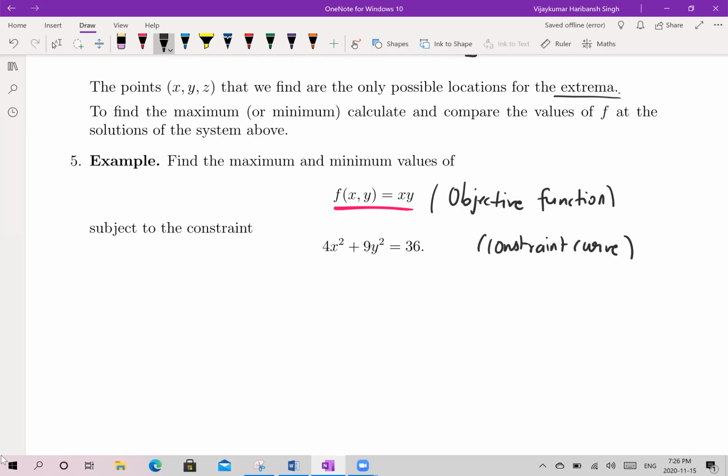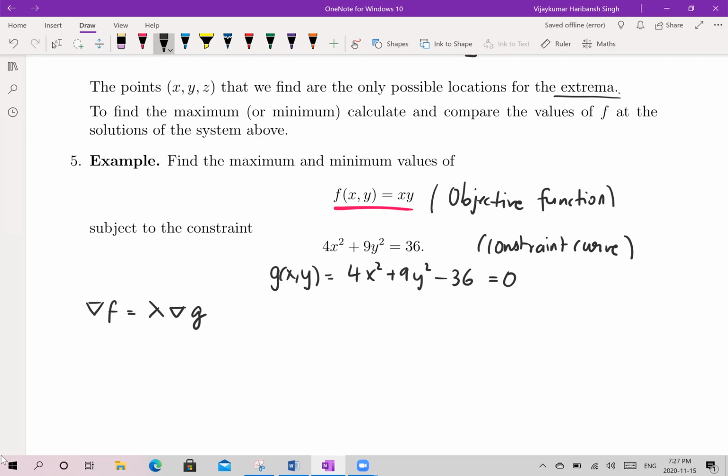So note that you can call this g of x,y equals 4x squared plus 9y squared, either equal to 36, or subtract 36 and make it equal to 0. It doesn't matter. You can use either one of them. So first step is what? Solve for grad f equals lambda grad g.